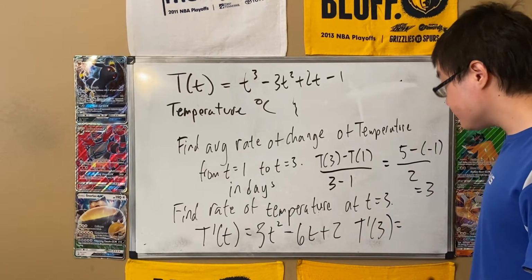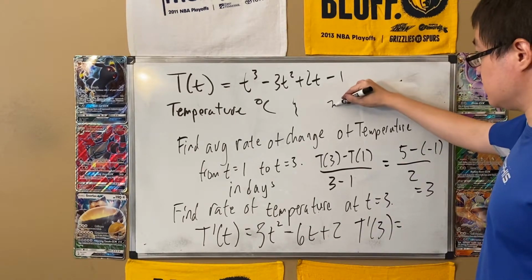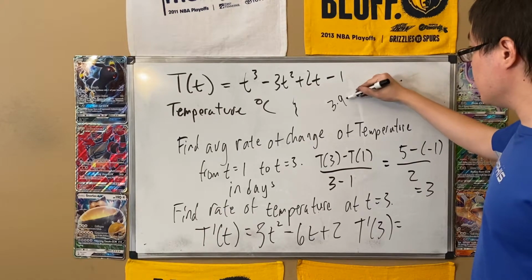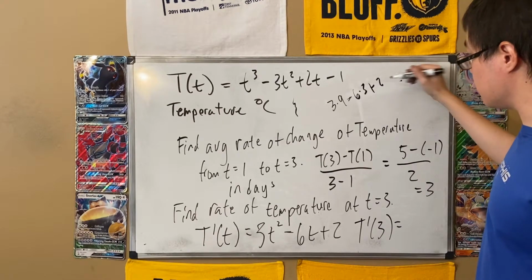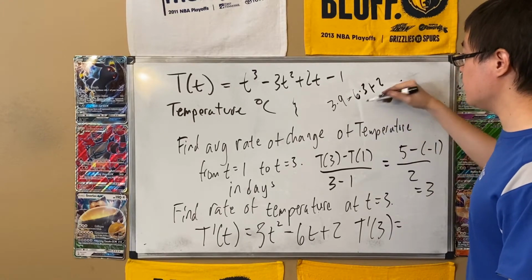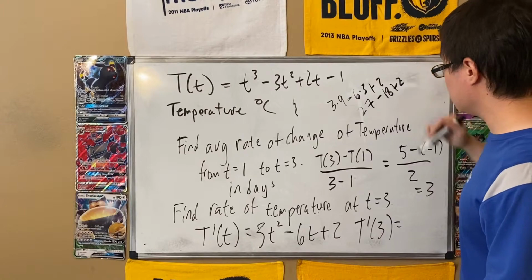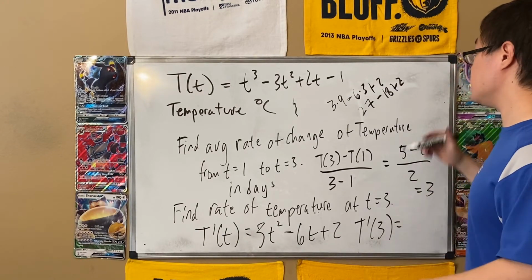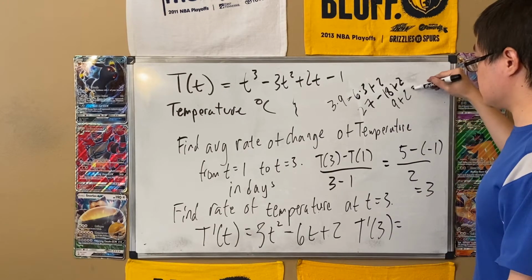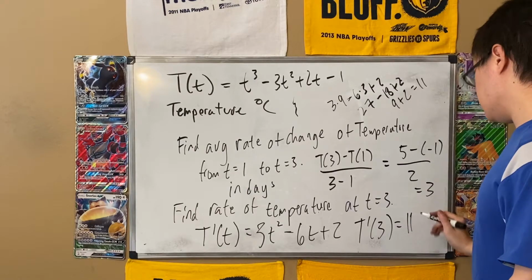When you plug in 3, it looks like it's going to be a little bit difficult, so let me just do it on the side here. 3 times 9 minus 6 times 3 plus 2. That's going to be 27 minus 18 plus 2. So that means this is going to be 9 plus 2, which I believe is 11. So it's going to be 11.